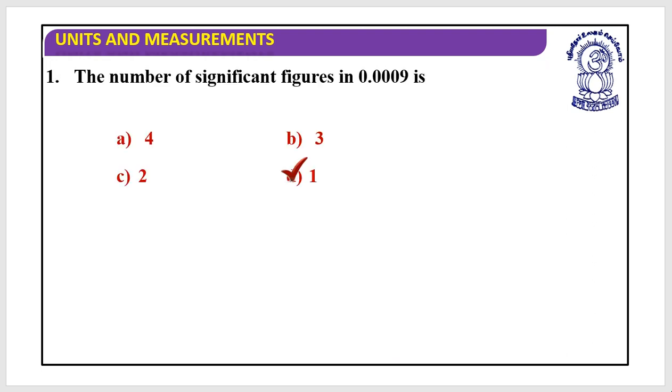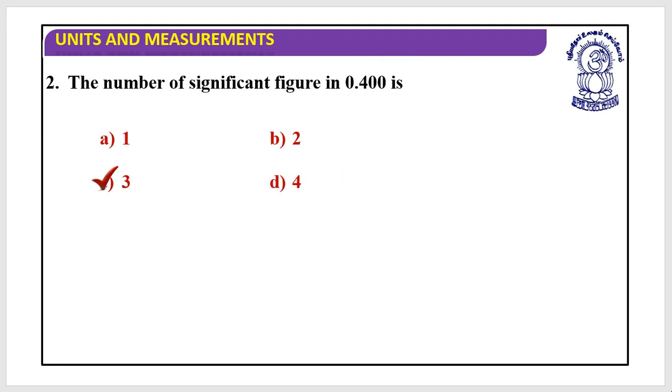So let's look at this. The number of significant figures, what are they? Look at this. This number is less than 1. So all the zeros would be non-significant. So only 9 is significant. So the correct answer would be 1.